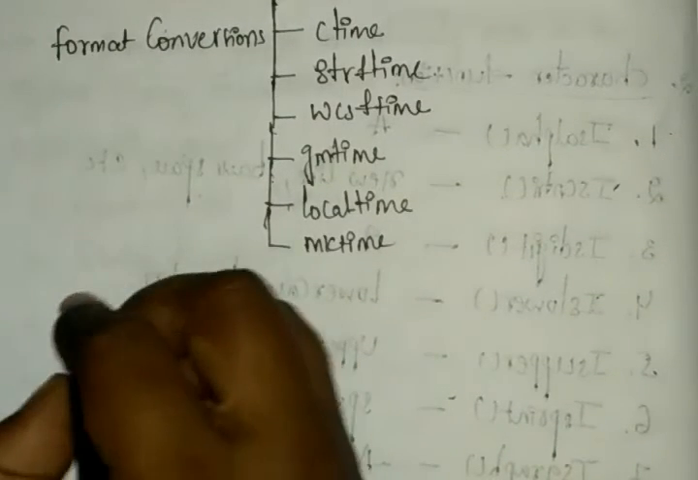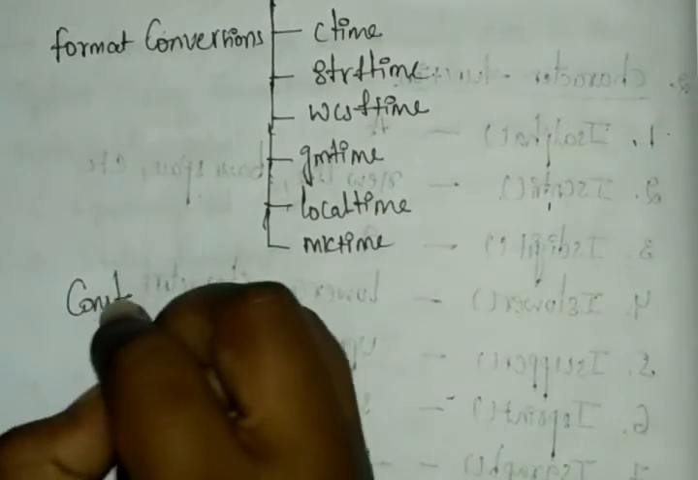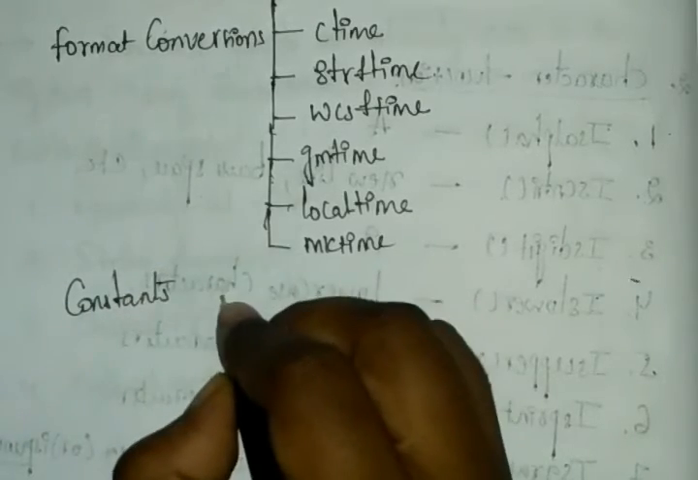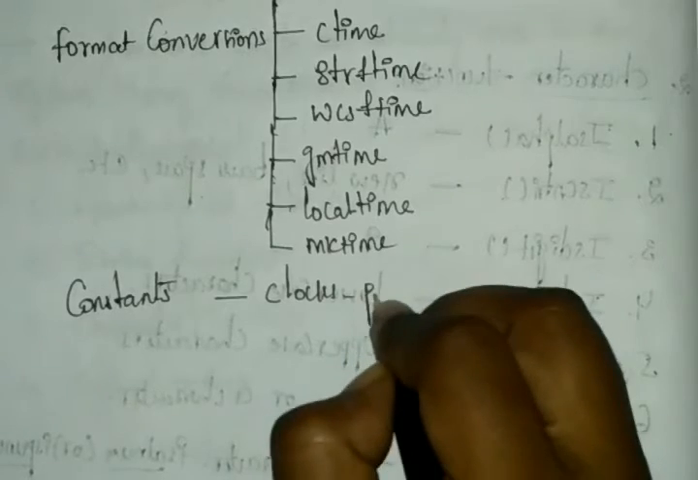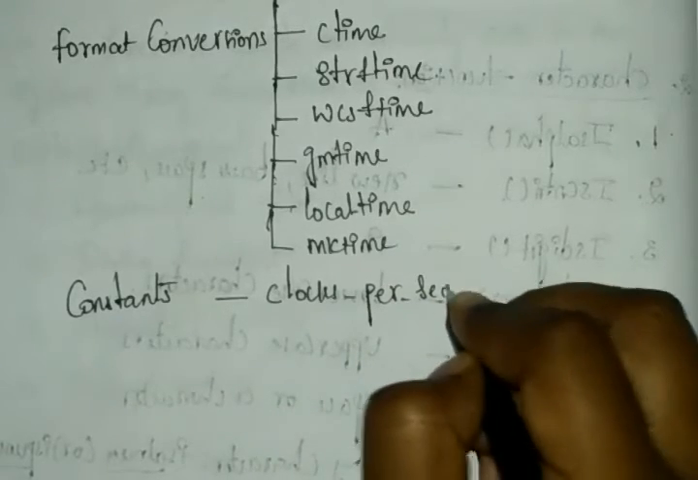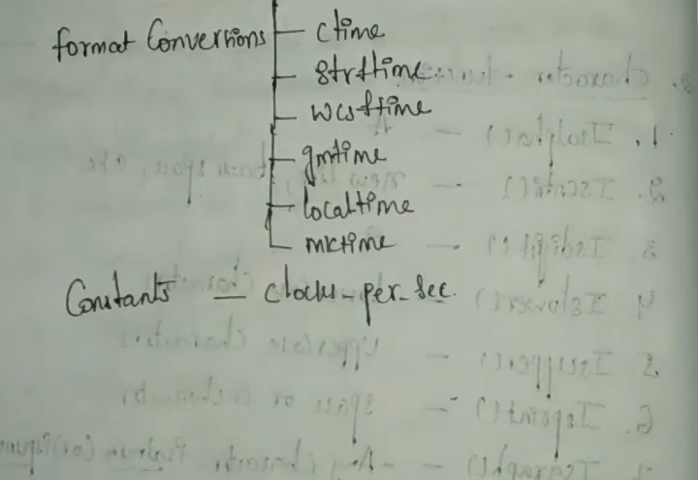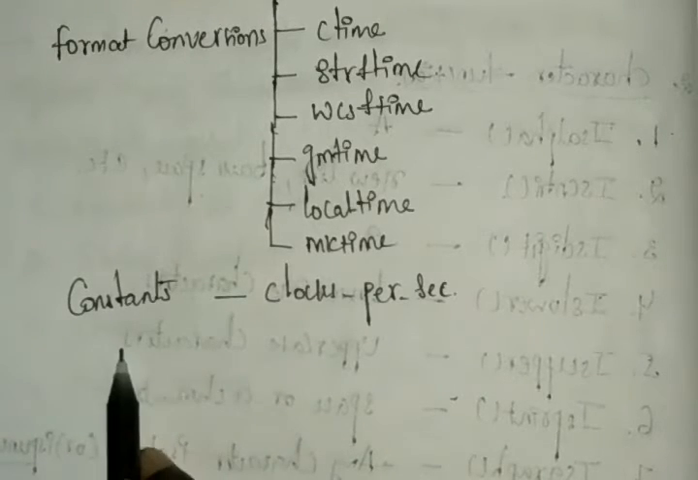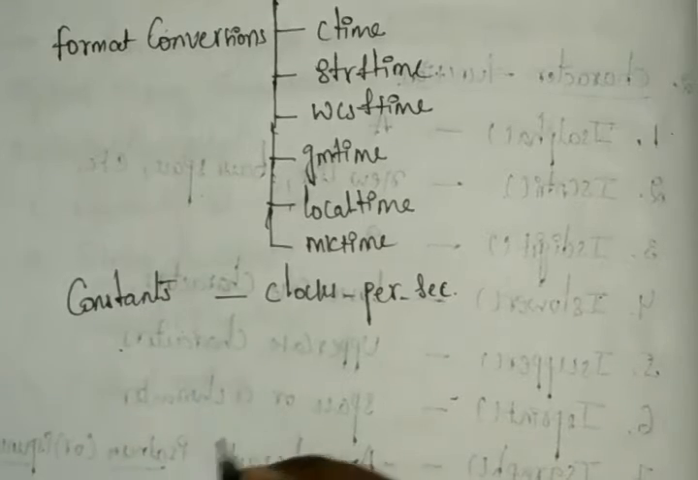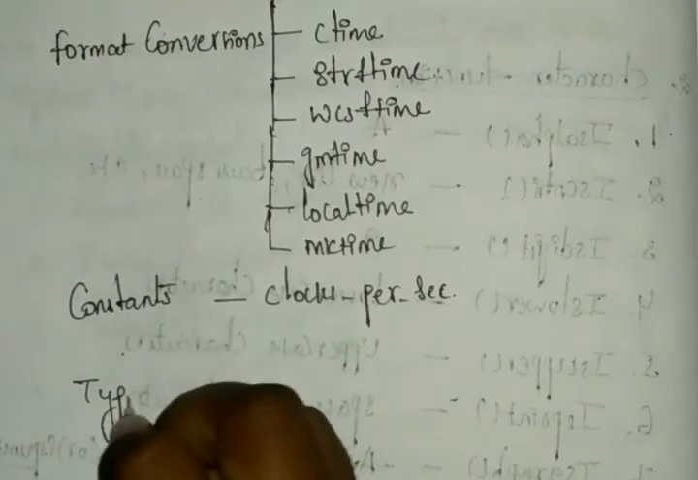And next here you will have the constants. In the constants here we have the clocks per second. Clocks per second means how many clock ticks we are performing per second. Per second, how many ticks the clock is doing, that is the constant. And next here we have the types.